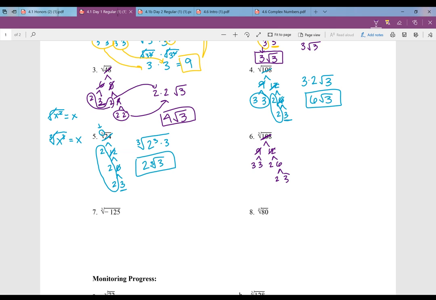So now we do have a group of 3 with our 3's, right? But our 2's, there's only 2 of them. So what that means is we can pull out 1 3, but both the 2's are going to stay under the radical. So we have 3 times the cubed root of 4, right? 2 times 2 is 4. So depending on if it's a square root or a cubed root, even if it's the same number, it'll look different when you simplify it.